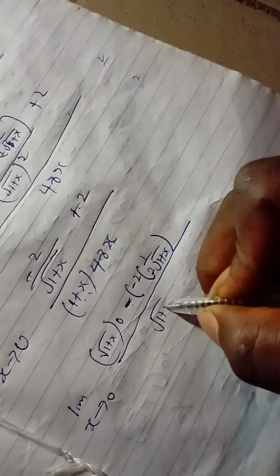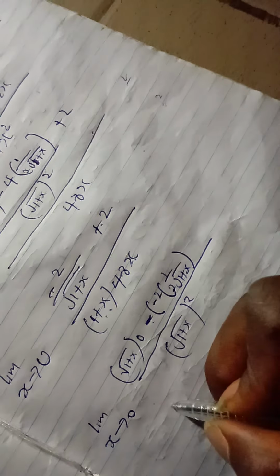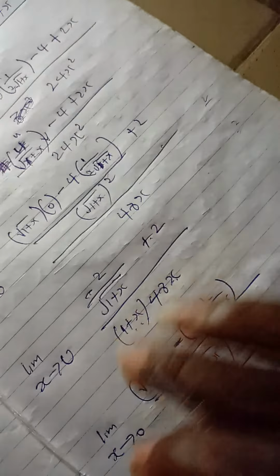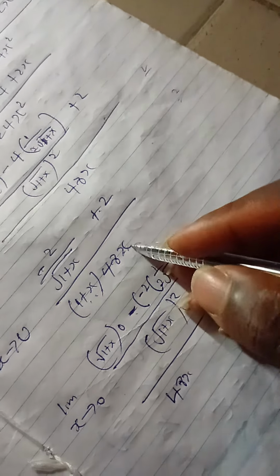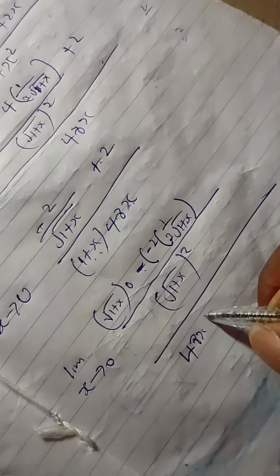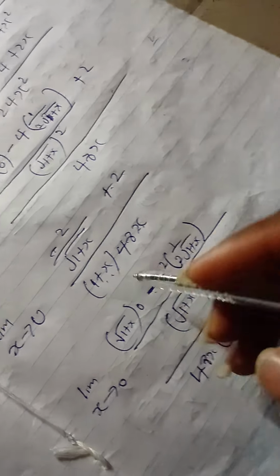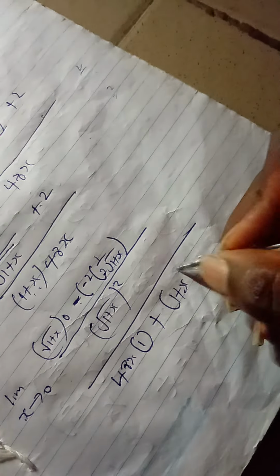Root 1 plus x square. Everything divided by. Now this product rule. V du ds plus u dv ds. Quotient rule is minus, then over v square. Plus product rule. V du ds plus u dv ds. V du ds. V 48x. The first one is u, the second one is v. 48x. V du ds. If you differentiate 1 plus x, what do you get? 1 plus u 1 plus x dv ds. If you differentiate 48x, what do you get?